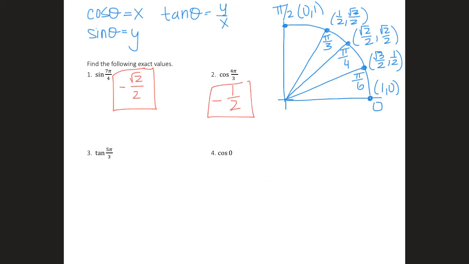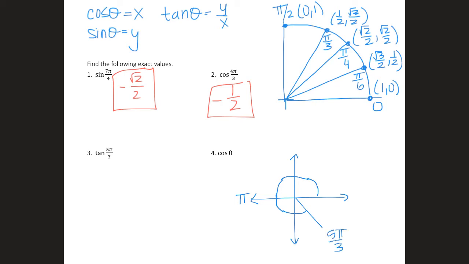All right, number 3, tangent of 5 pi over 3. So again, I'm going to figure out what quadrant 5 pi over 3 is. I'm going to do the same thing where I count by thirds: 1/3, which is pi over 3, 2 pi over 3, 3 pi over 3 is 1 whole pi, 4 pi over 3 was where I was just at for the last problem. 5 pi over 3 is down here.